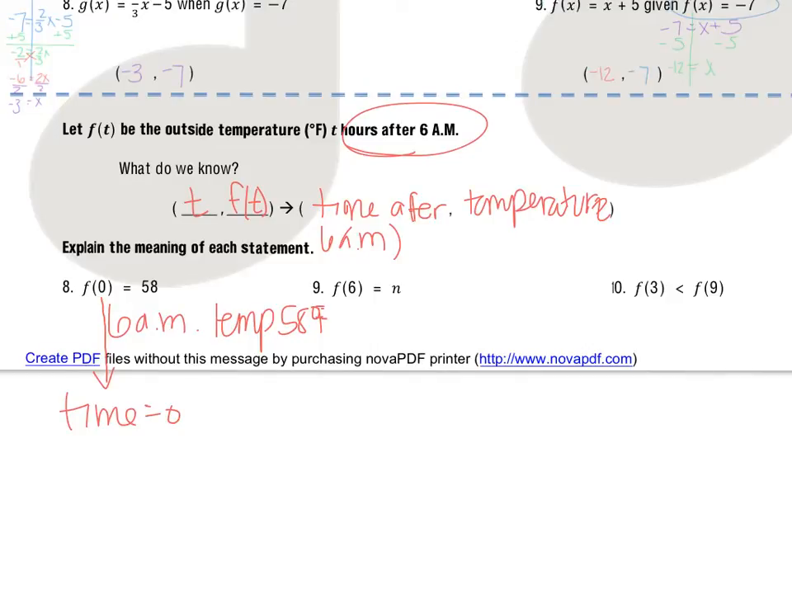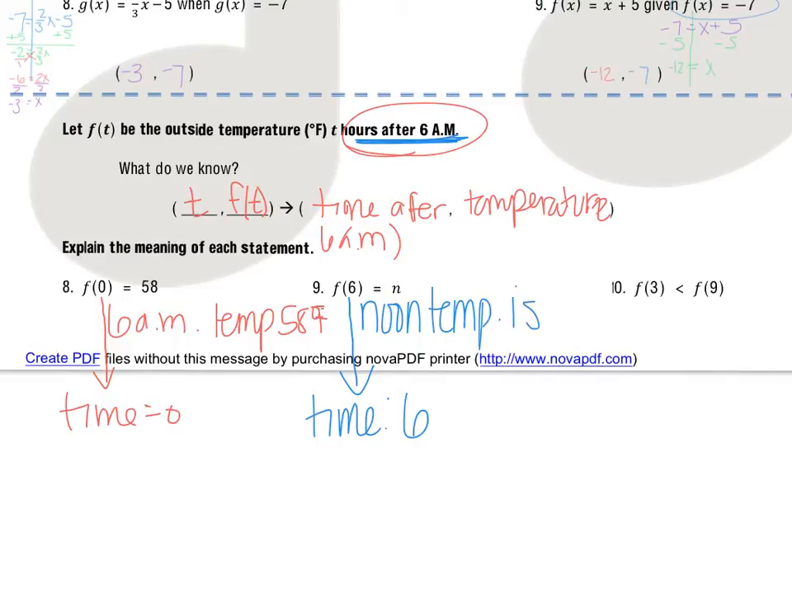So we look at the next one. So in the parentheses, again, that's our time. So our time, they're telling us, is 6, but that's 6 hours after 6 a.m. So think about 6 a.m. 6 hours later would be noon. So at noon, the temperature is in degrees Fahrenheit. We don't know exactly what it was. They said it was in.